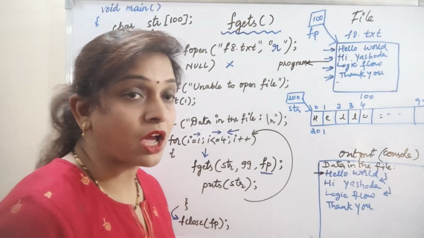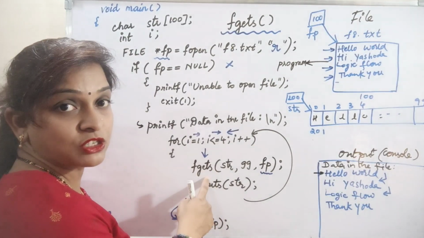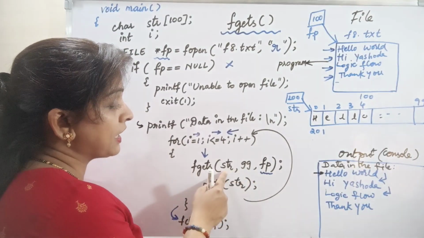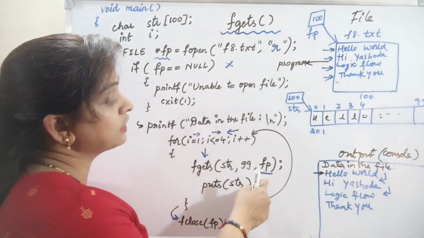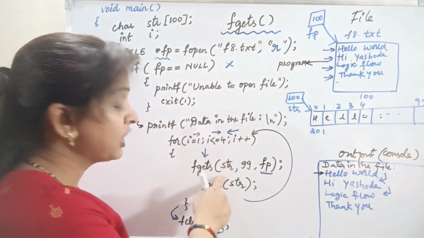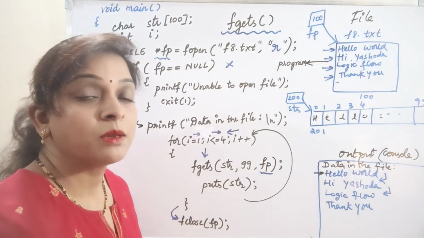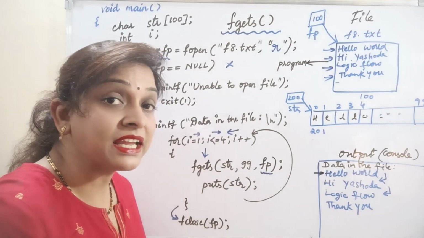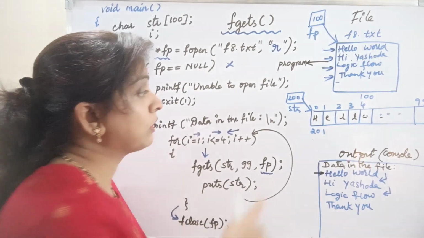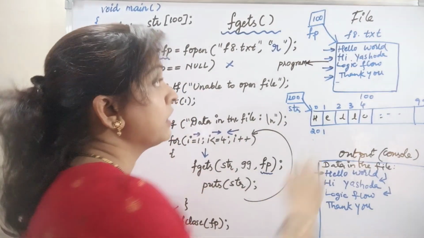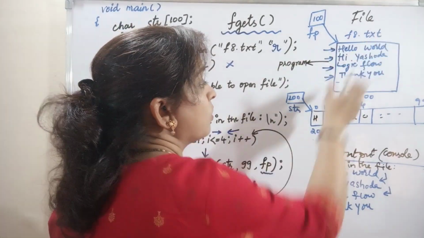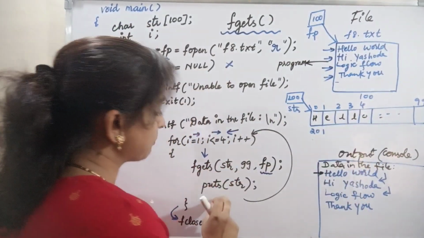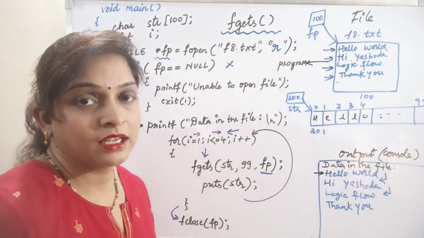So hope you have understood how we can get the sequence of characters. This is the argument list: array name, maximum size and the file pointer. Array name will give you the base address because it acts like an implicit pointer. It will be pointing to the base address. From the base address, all this sequence will be dumped and I am going to put that onto the console.